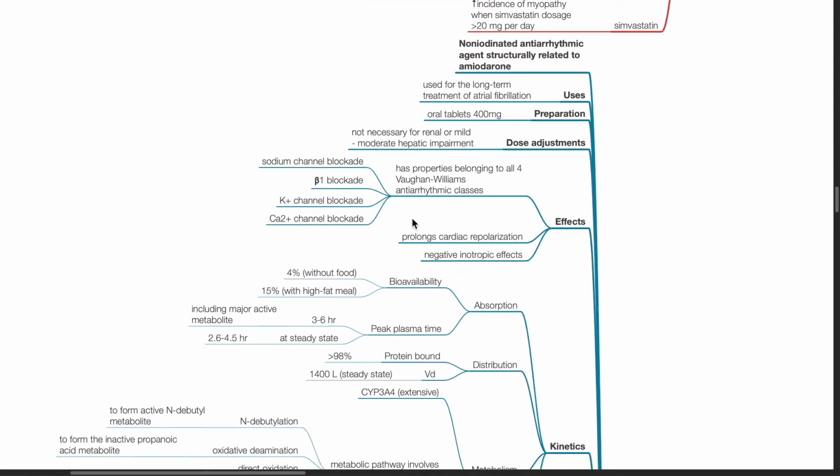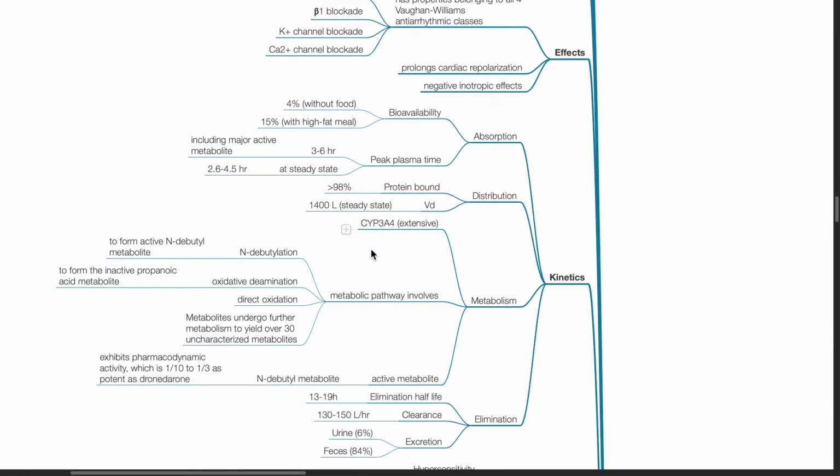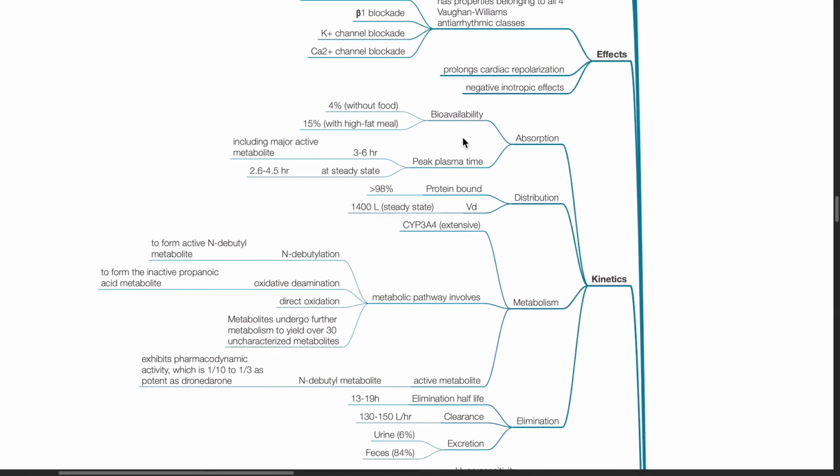Effects. It has properties belonging to all 4 Vaughan-Williams antiarrhythmic classes, which include sodium channel blockade, beta-adrenoceptor blockade, potassium and calcium channel blockade. It prolongs cardiac repolarization and has negative inotropic effects. Pharmacokinetics. Bioavailability is 4% without food and 15% with a high-fat meal. Peak plasma time is 3 to 6 hours, including the major active metabolite, and at steady state, 2.6 to 4.5 hours.